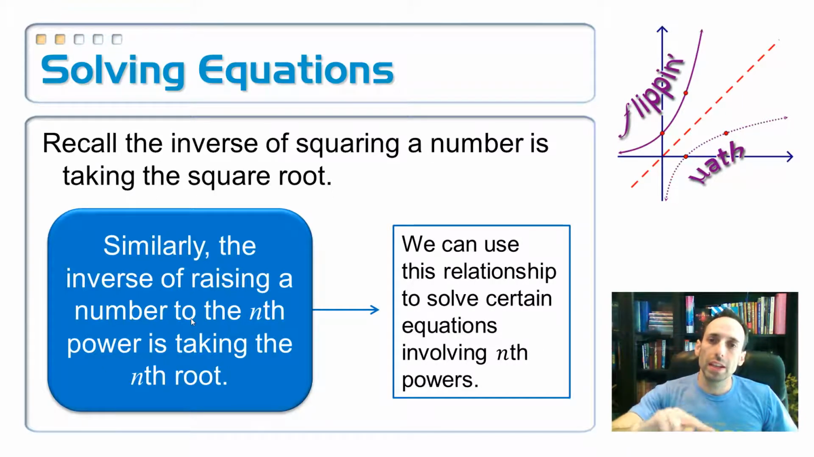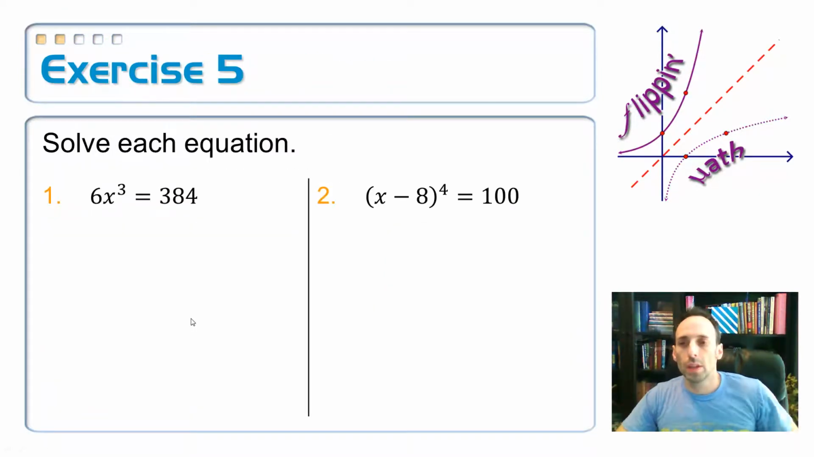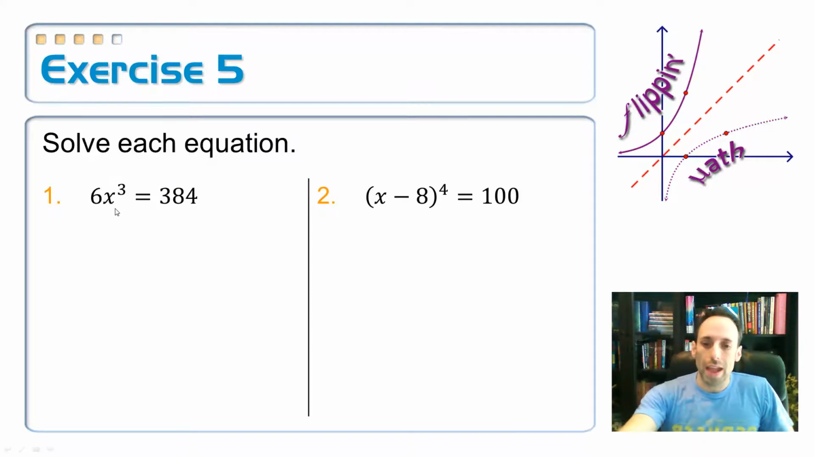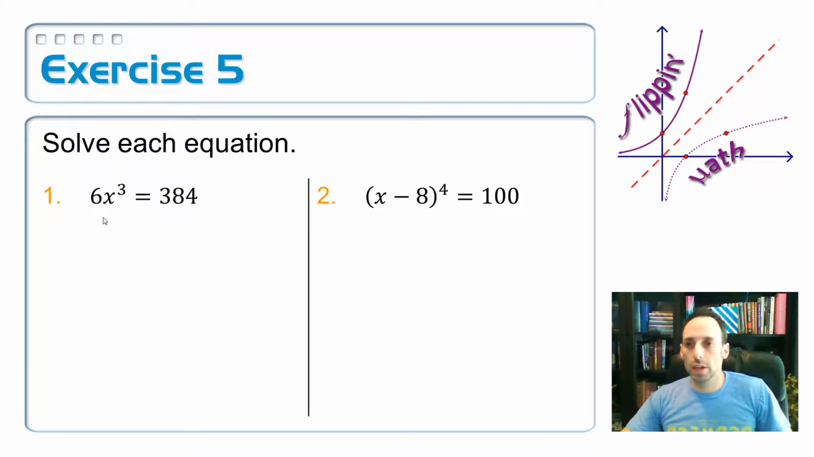So we can use that inverse relationship. Inverse just means that it's undoing what you just did before in order to solve equations that have nth powers in them, like this. So 6x cubed is equal to 384. So of course I would divide both sides by 6. x cubed is equal to, go in there 6 times with 2 left over, 64. And what is the cube root of 64?